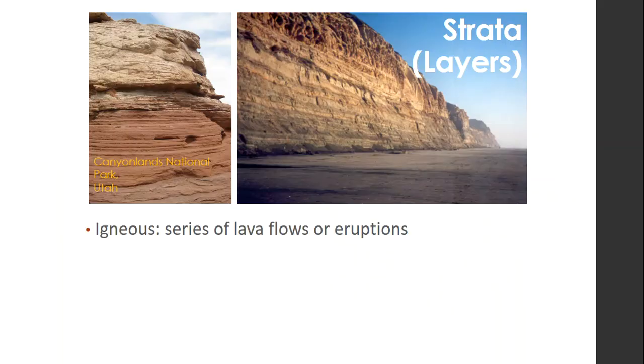Igneous rocks occur in a series of lava flows or eruptions. And you can see here, that series of lava flows that then hardened above the surface.